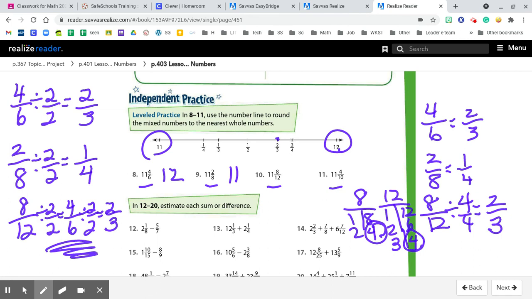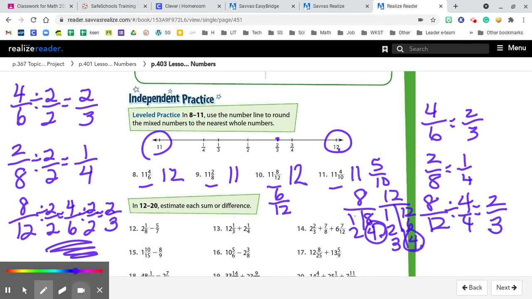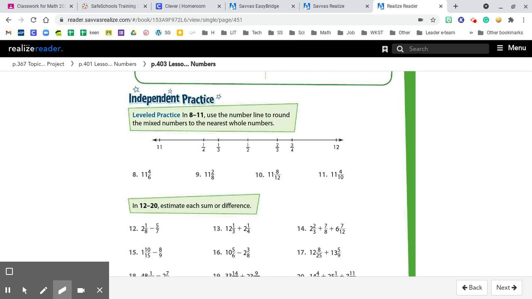So 11 and 8/12, and you don't even have to really do all that. If you know that 6/12 is the halfway point, 8/12 is bigger than that, so I'm going to round that up. For tenths, the halfway point is 5/10, and this is 4/10, so that's less than that. So I'm going to round down. There you go.